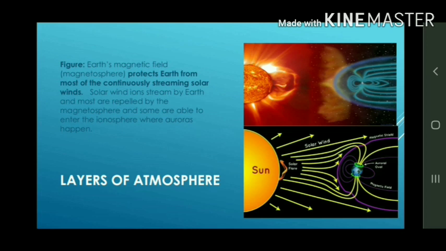So the magnetosphere is formed by the interaction of solar wind with Earth's magnetic field. The magnetic field of Earth is caused by currents of electricity that flow in the molten core. So these currents are hundreds of miles wide and flow thousands of miles per hour as the Earth rotates.